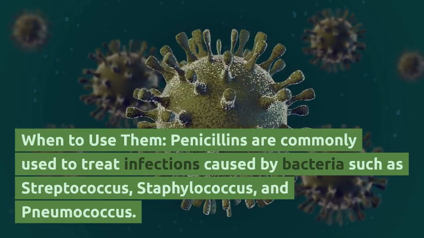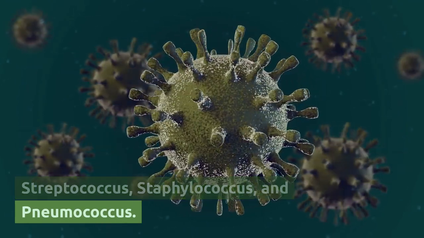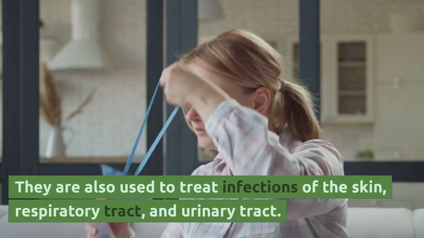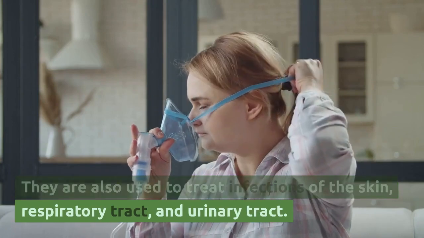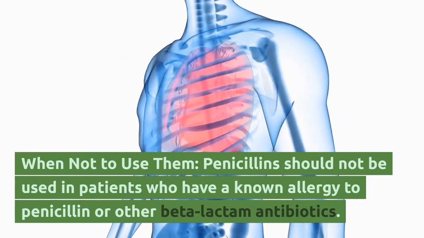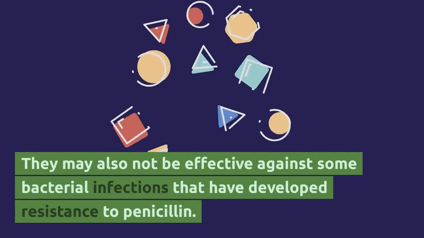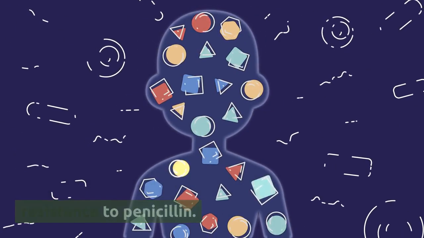When to use them? Penicillins are commonly used to treat infections caused by bacteria such as Streptococcus, Staphylococcus, and Pneumococcus. They are also used to treat infections of the skin, respiratory tract, and urinary tract. When not to use them? Penicillins should not be used in patients who have a known allergy to penicillin or other beta-lactam antibiotics. They may also not be effective against some bacterial infections that have developed resistance to penicillin.